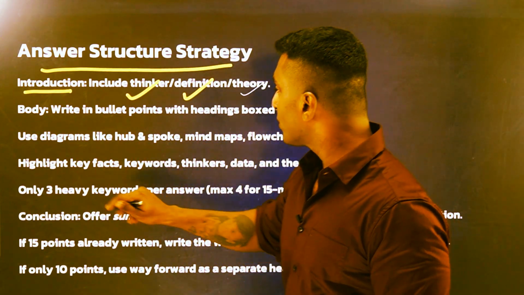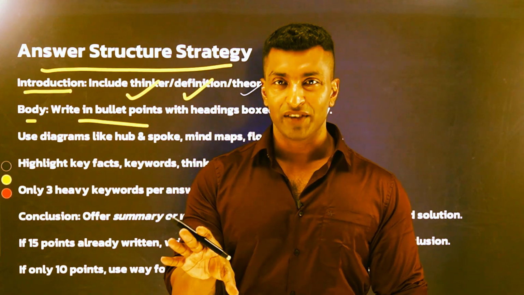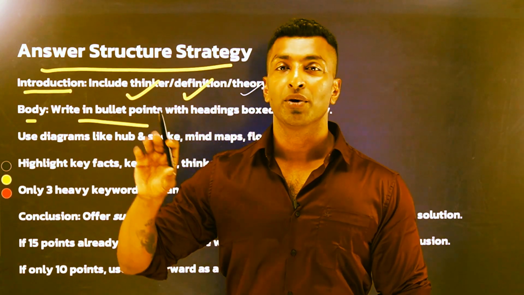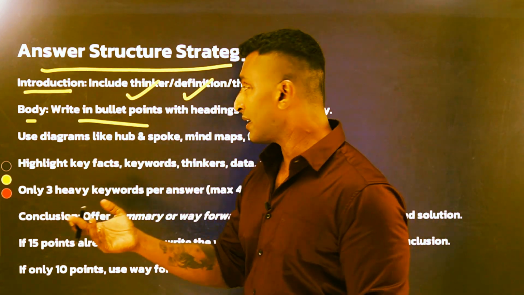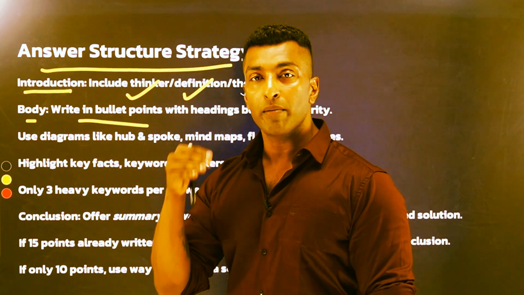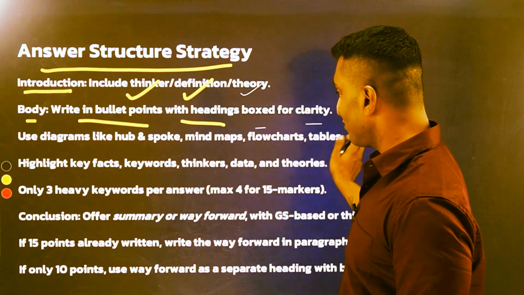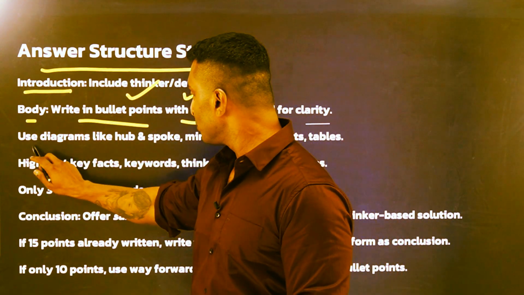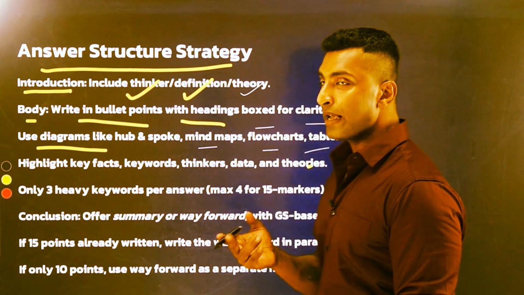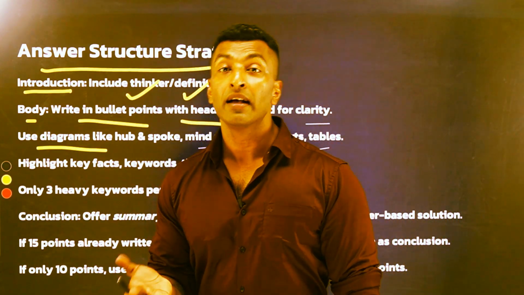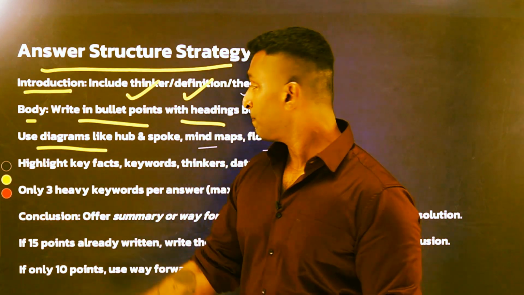And then you come with the body, where you can write in bullet points if you have that confidence and if you have enough content that conveys more depth. That brings more depth in your answer if you can list down more and more points. Okay. Now proper headings, boxed, underline for clarity, and use diagrams if you can, mind maps, flow charts, tables. Make it attractive, make it clearly visible. Visibility is very important when it comes to answer evaluation.